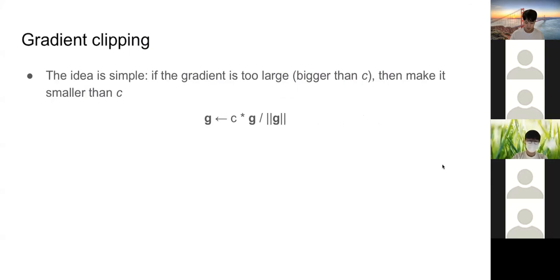And the gradient clipping idea is simple. Basically, if the gradient is too large, bigger than C, then make it smaller than C. Actually, in this case, it will be exactly equal to C, right? Because this will be a norm of one. So if you assign your gradient to be C times its normalized gradient, then this will be exactly equal to C. So it's kind of flattening, which is exactly what clipping is, right? You basically clip it at the ceiling C.